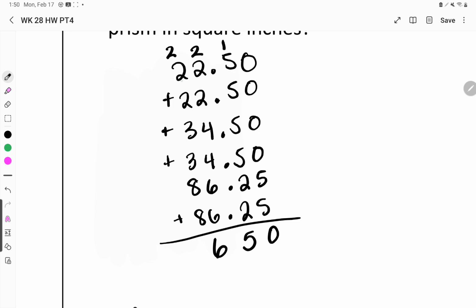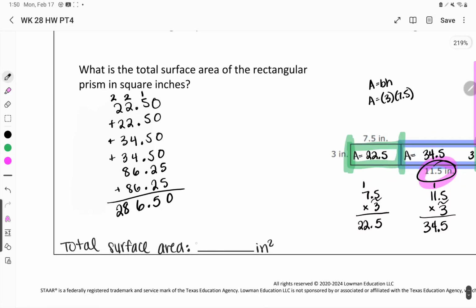2 plus 2, which is 4. 4 plus 2, which is 6. 6 plus 3, which is 9. 9 plus 3, which is 12. 12 plus 8, which is 20. 20 plus 8, which is 28. And then I just drop down my decimal, and I get 286.5.